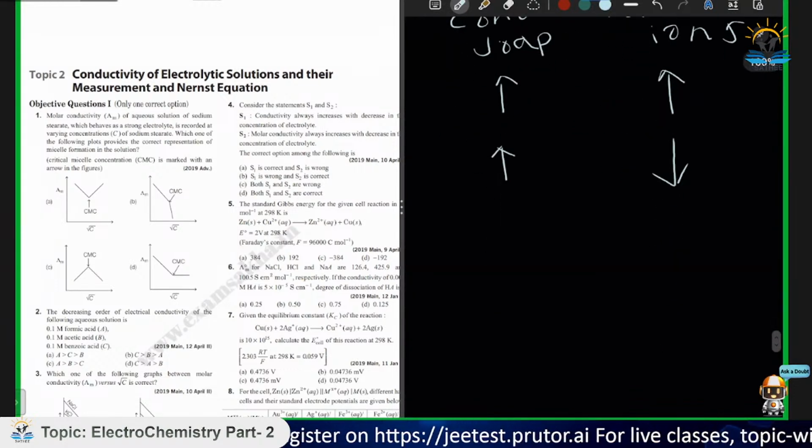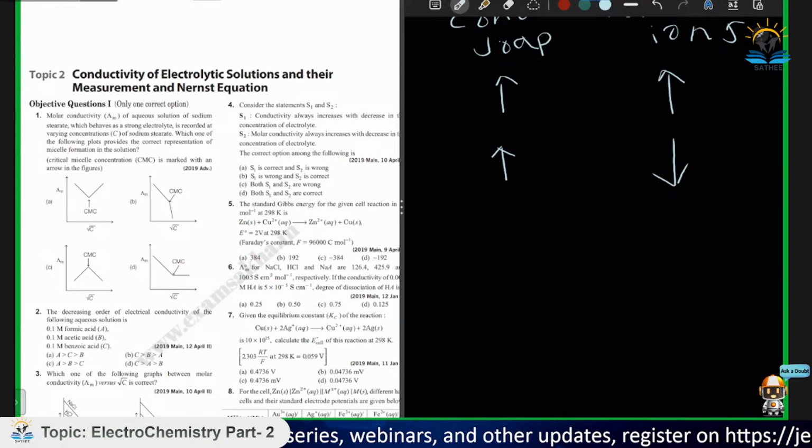Because there is a thing called micelle formation. It's basically the ions, like Na plus and the stearate minus, that get together into some balls called micelles. Very big theory, need like 15 minutes to say. Basically, your concentration of ions decreases, so your conductivity should decrease.